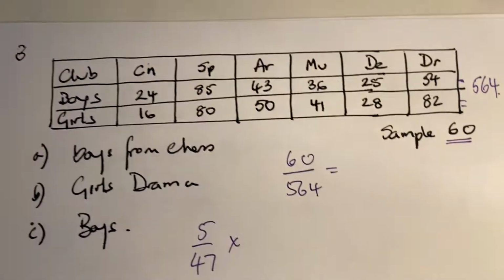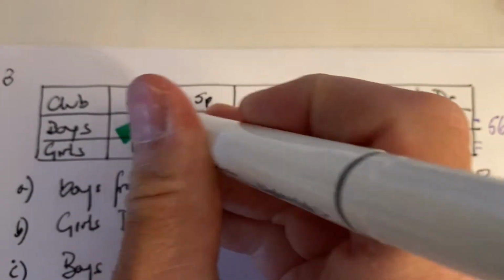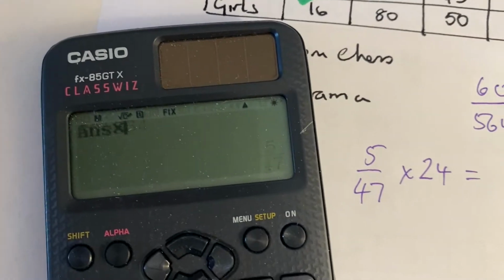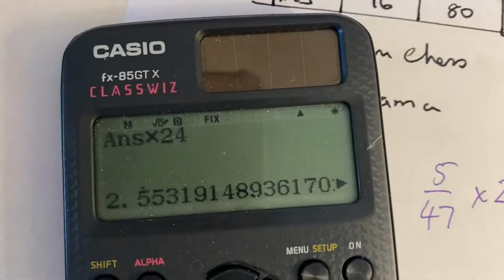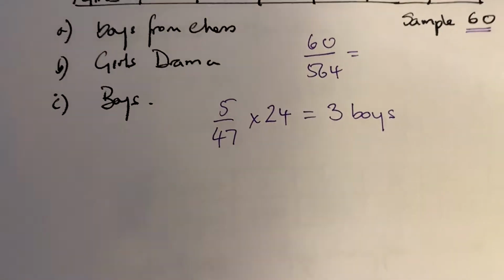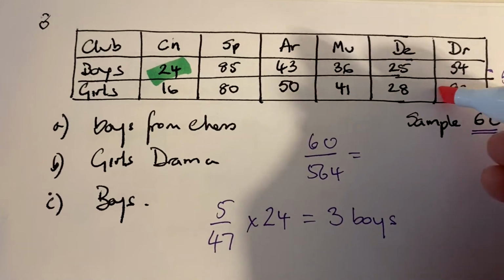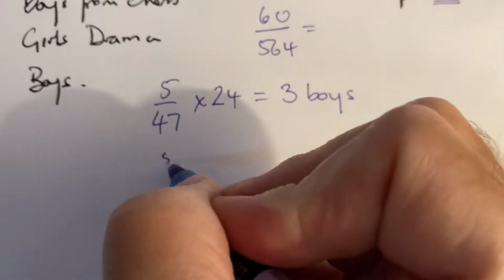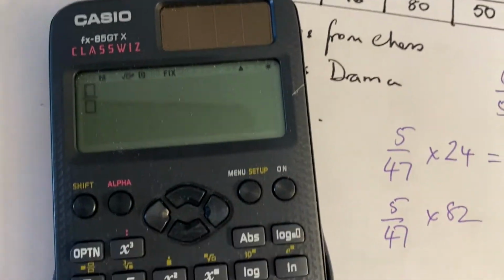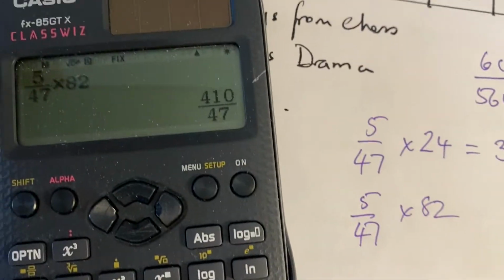So then I times each one by that. If I look for the boys doing chess, I can see there it's 24, so it'll be 5 over 47 times 24, and I get to 2.55, which is 3 boys. Now let's look at girls doing drama. So look at the table, you can see there are 82 girls doing drama, so that's 5 over 47 times 82. Did it on my calculator, I come out with 8.7.